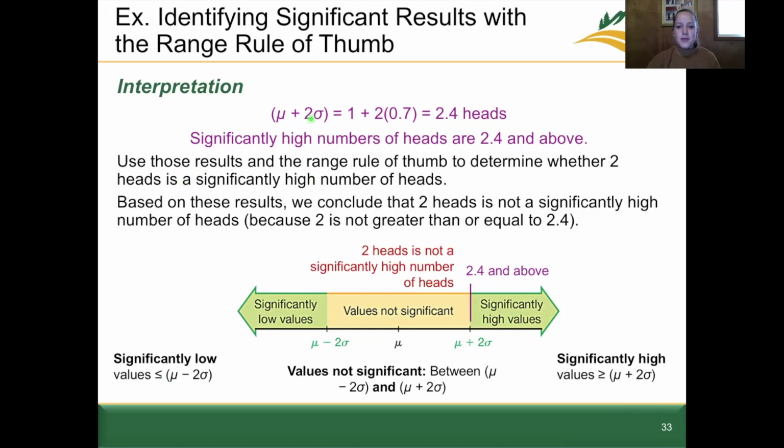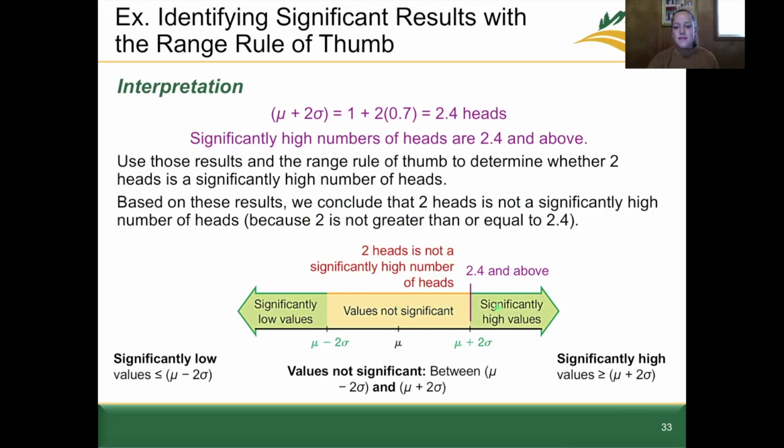But we're not asked about 2.4, we're asked about 2. So based on these results, we can conclude that 2 heads is not a significantly high number of heads because it's definitely not greater than or equal to 2.4.